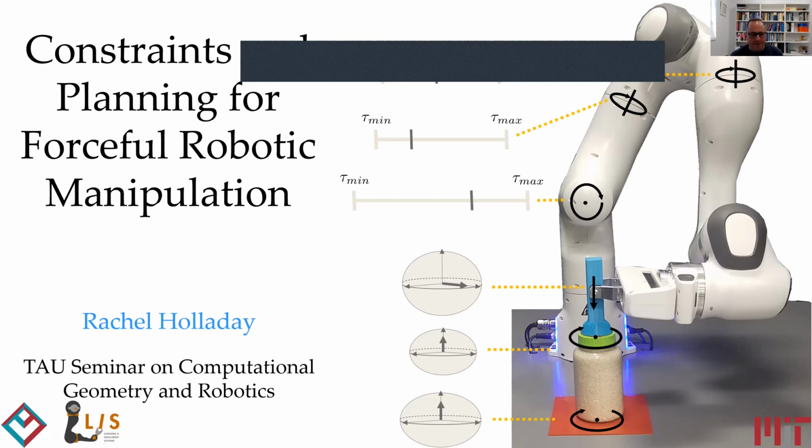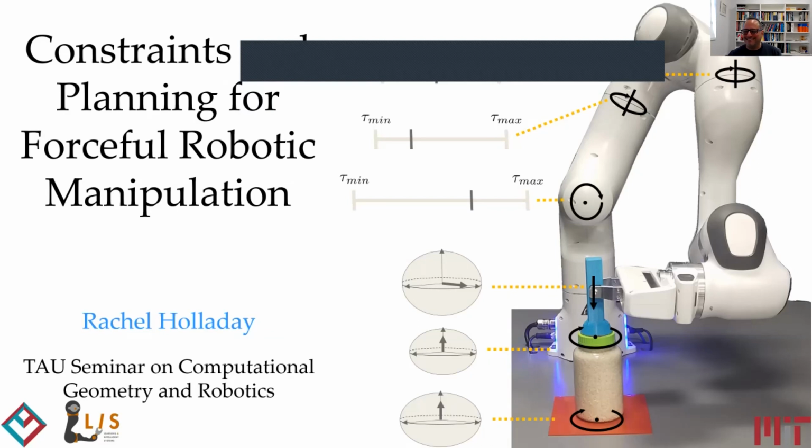I'm very happy to introduce Rachel Holladay. Rachel obtained her undergrad degree from Carnegie Mellon University in computer science and robotics. Now she is a PhD student at MIT. She's in 2 labs, and I'm sure that she will tell us about that. And she will talk about constraints and planning for forceful robotic manipulation.